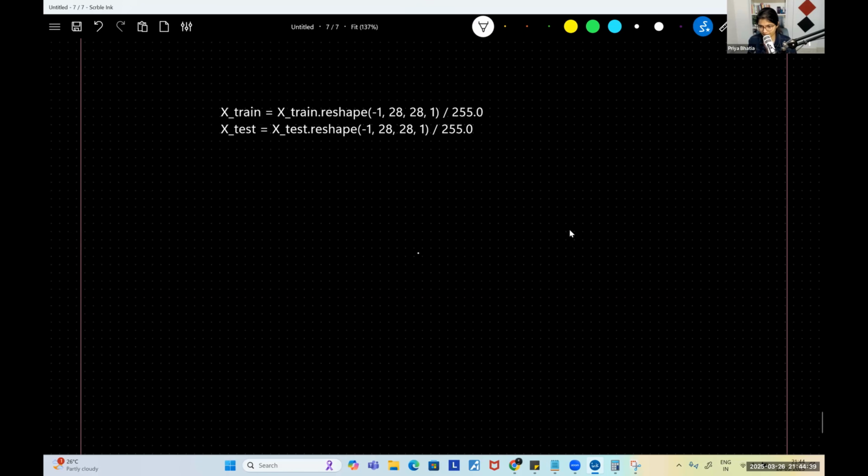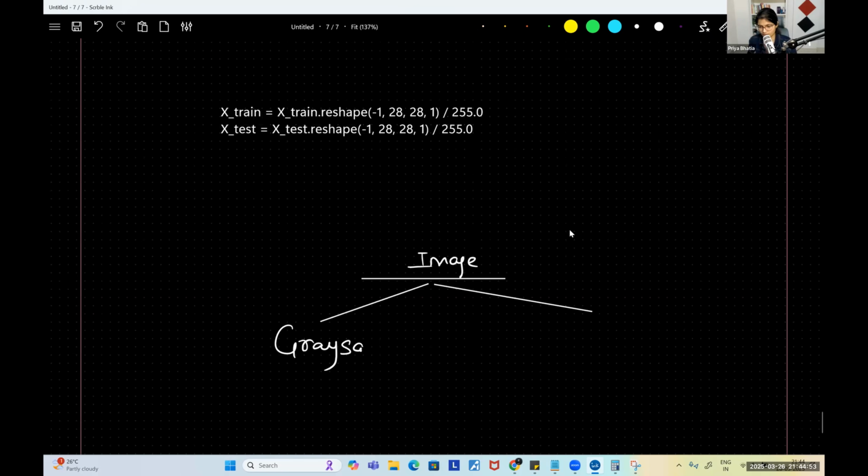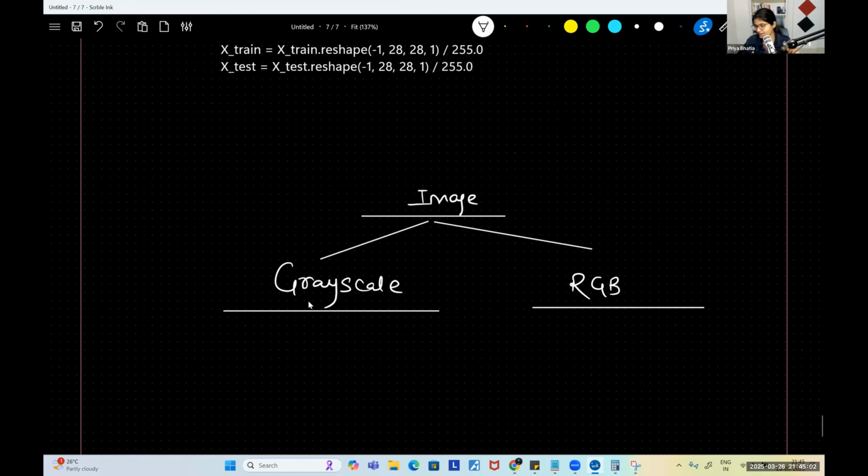First of all, whenever we are working with image-based data, you will see there are two forms of images we do have. One is what we called as grayscale image. Another one is what we called as RGB-based image. I hope you all know. Black and white kind of image is what we called as grayscale image. Colored image is RGB image.